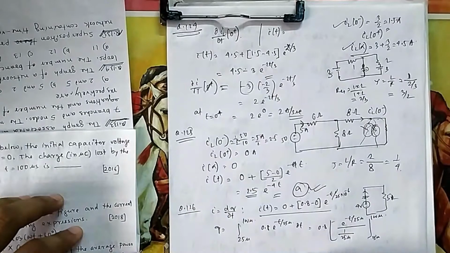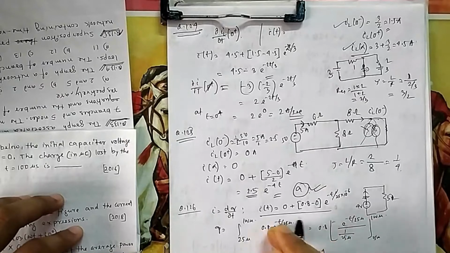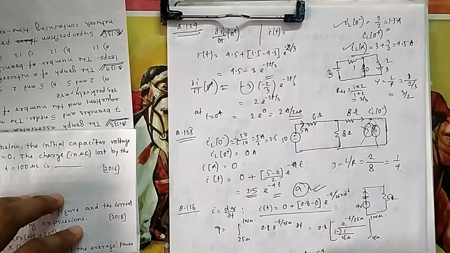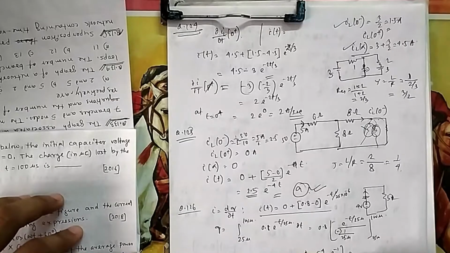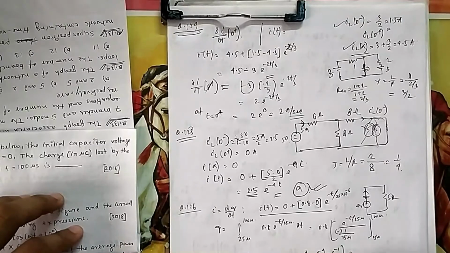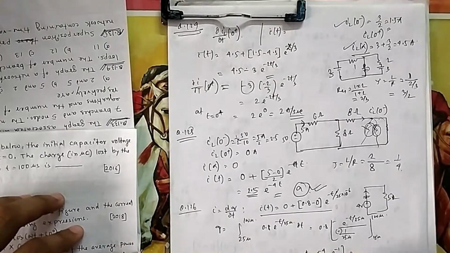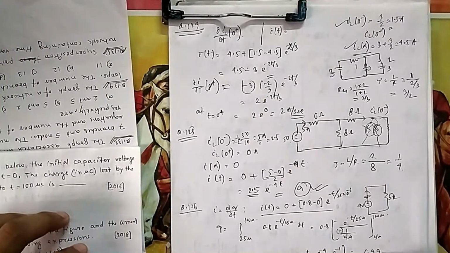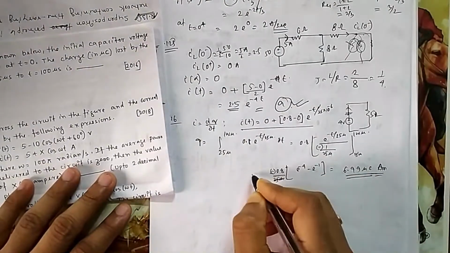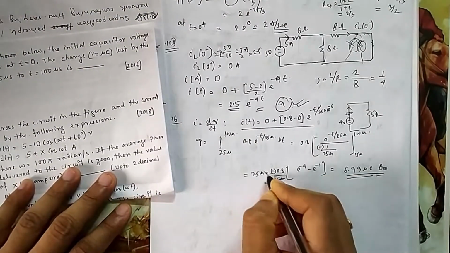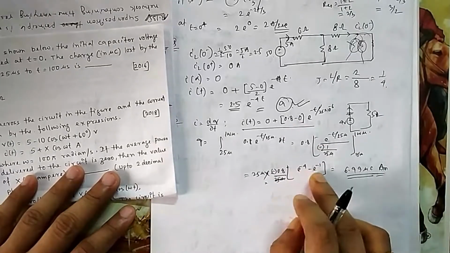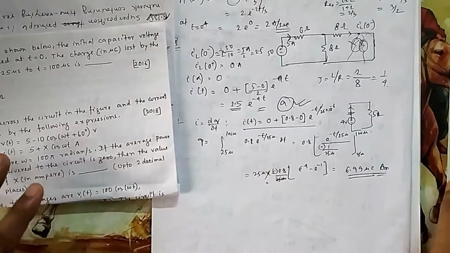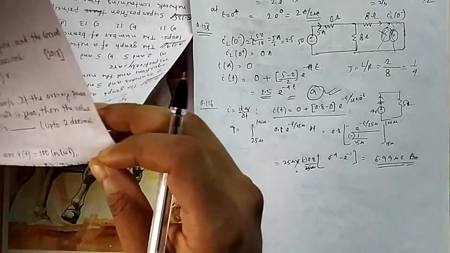If you put it there, it will be 0.4 into, if you put 100, then e to the power minus 4, with a minus of integration, this minus will come, so e to the power minus 4 minus e to the power minus 1, and this 25 will come up, and it will be multiplied by 0.8. If you do it, I am not doing it fully, divided by 25 micro, it will be around 6.99 microcoulomb. This 25 micro will come up because from the denominator it will come up, and the power will also give a minus, so this minus will get cancelled.